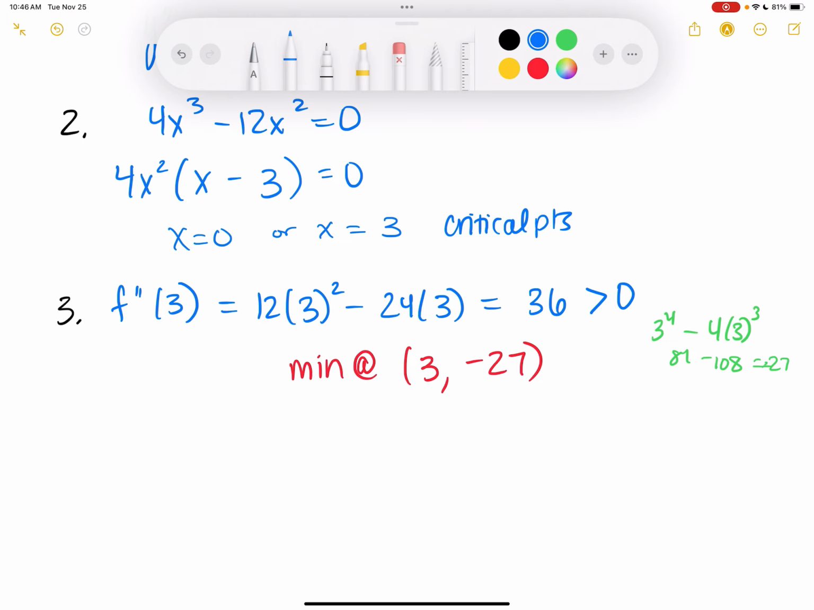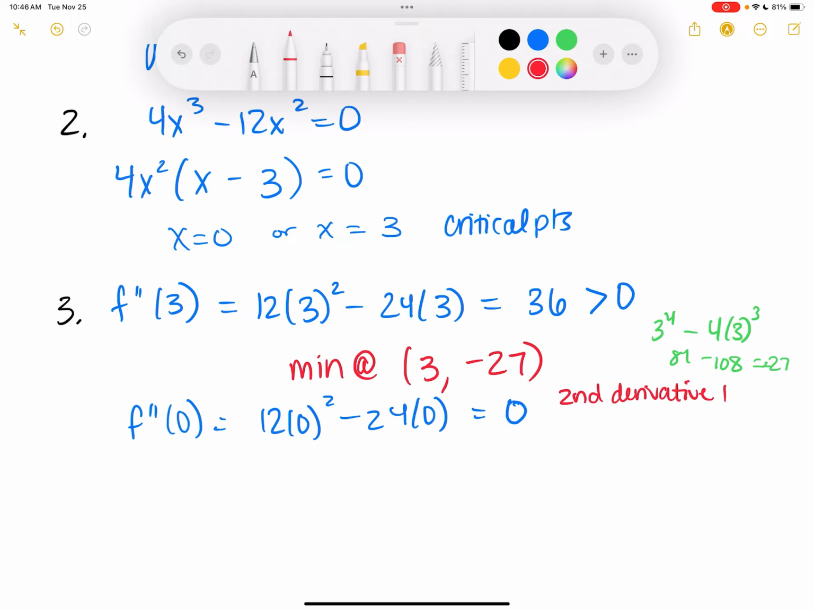So now I'm going to check at 0. So f double prime of 0 is 12 times 0 squared minus 24 times 0. Well, in this case, everything's going to be 0. So this means that the second derivative test fails. So that means that I'm going to have to do step 4 on this problem. So this one did end up needing it.